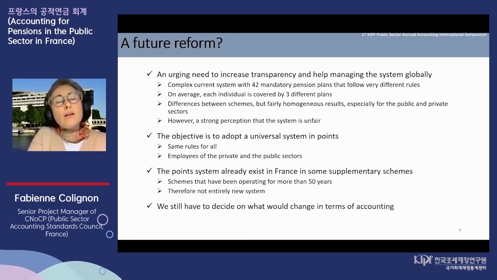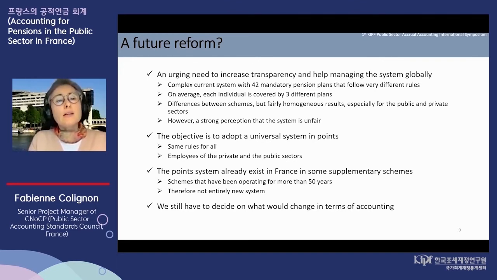Now, quickly, we are planning a future reform. Well, we were before the COVID crisis. Still, the fact that there are 42 pension regimes makes it quite difficult, and there's a strong perception that the system is unfair. So there is an ongoing reform to shift from the current system to a system in points, which would mean that the same rules apply to all, which should help with the perception that the system might be more fair, and that would cover employees of the private and the public sectors.